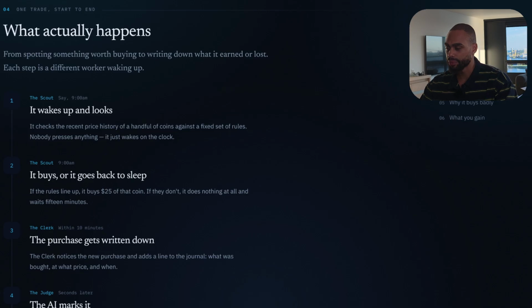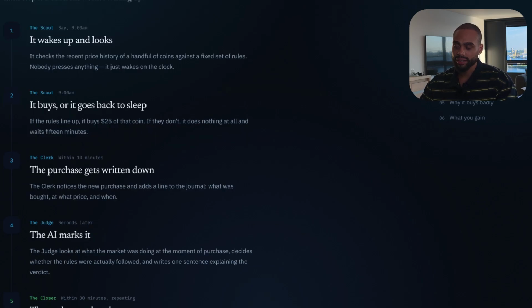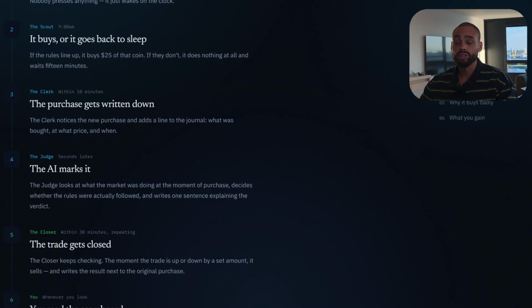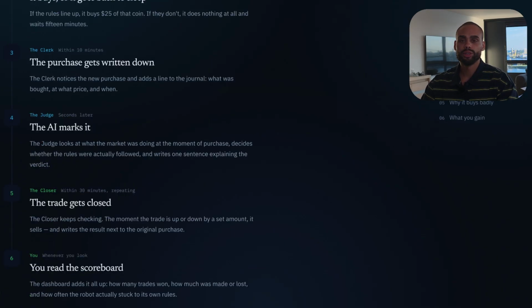Now, what actually happens if we go through the workflow of one single trade from start to end? The scout gets triggered by the scheduled tasks. It wakes up and checks recent price history to see if there are any opportunities. Secondly, it's going to buy if it likes what it sees. If not, nothing is going to happen. Thirdly, the clerk, if a purchase has been made, is going to log this to the journal.